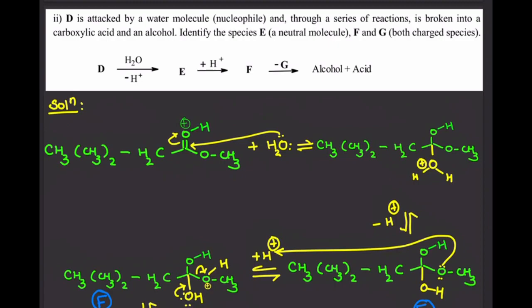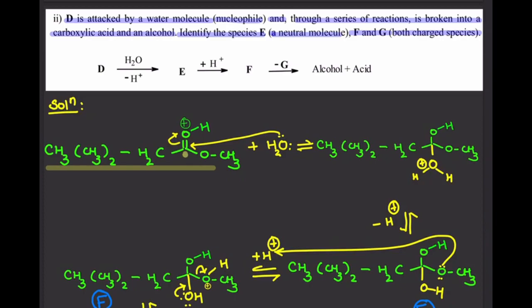Now let's start with the second subpart of this 2.1 question. The question says D is attacked by a water molecule, which is a nucleophile here, and through a series of reactions is broken into a carboxylic acid and an alcohol. Identify the species E, which is a neutral molecule, and F and G, both being charged species. This D we have already drawn in 2.1. This is our protonated ester. On this, water is attacking.